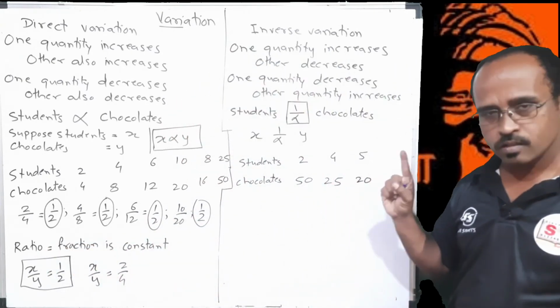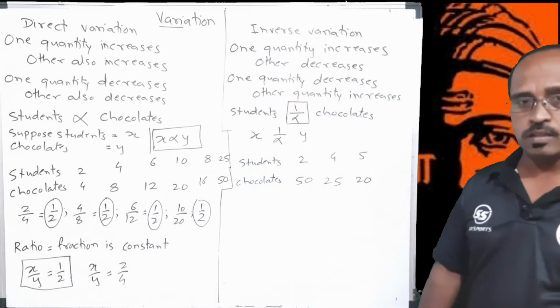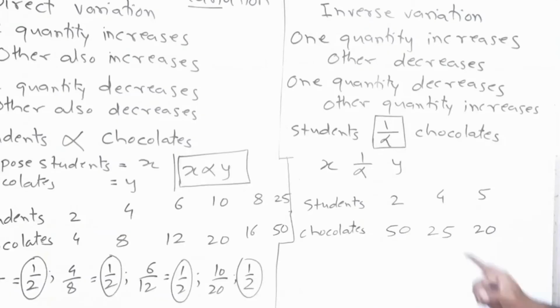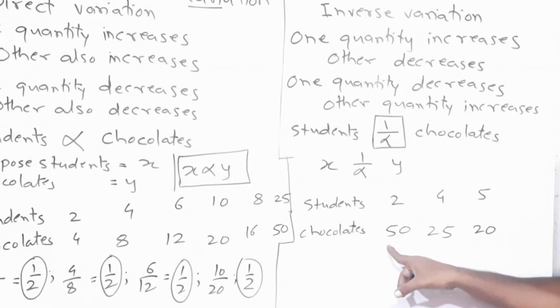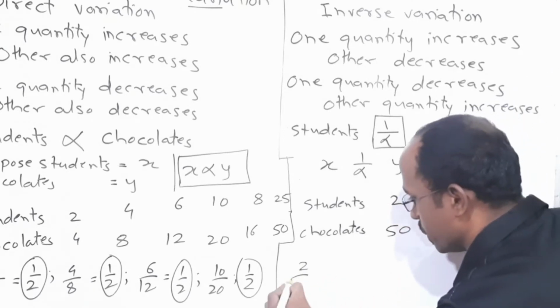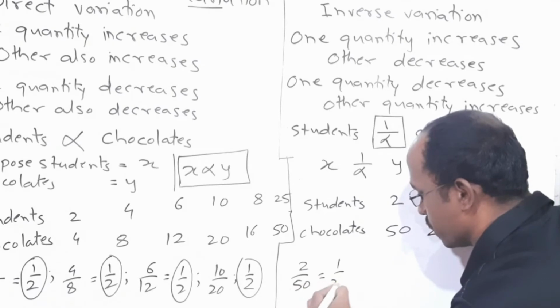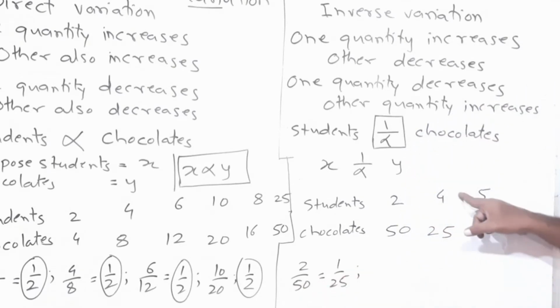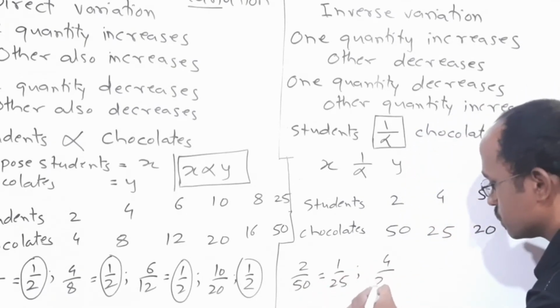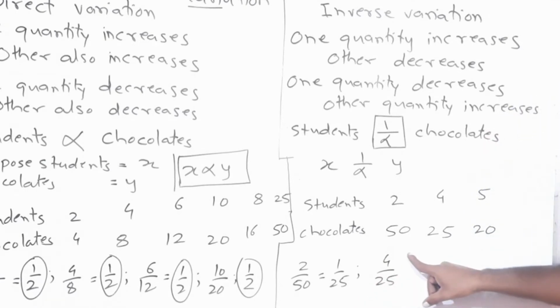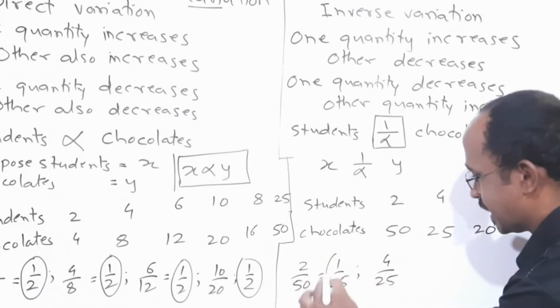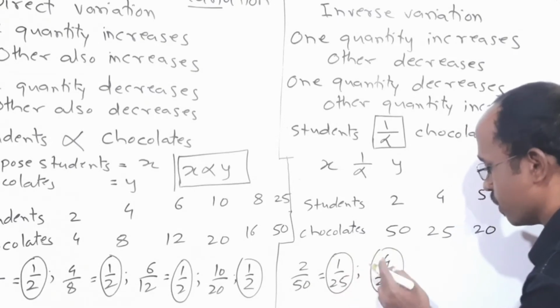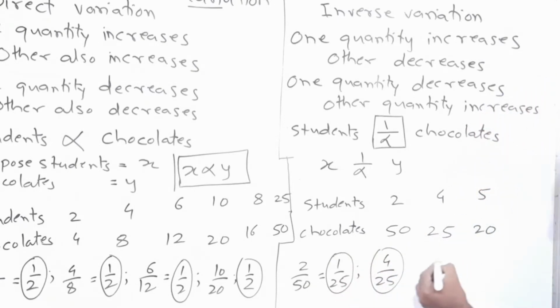Now, in direct variation, what was constant? Ratio. In inverse variation also, there is one number constant. Is it the ratio 2 upon 50? Yes, 2 upon 50. If we simplify 2 upon 50, that will be equal to 1 upon 25. Then 4 upon 25, no further simplification is possible. So, is 1 upon 25 equal to 4 upon 25? No. 5 upon 20, if we simplify it, will be equal to 1 upon 4.